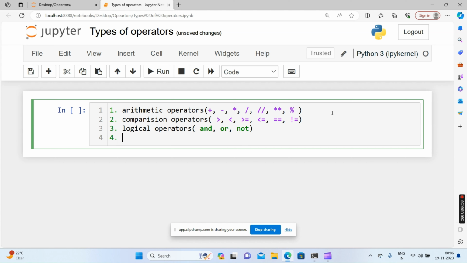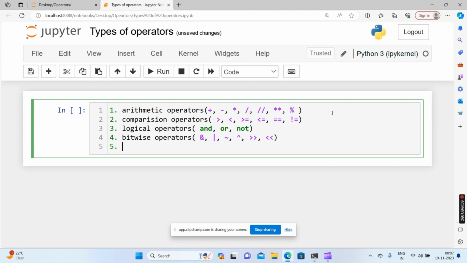Next one is bitwise operators. And, or is the pipe sign, not is the complement, XOR is the hat, and right shift, left shift. So these all are the bitwise operators.